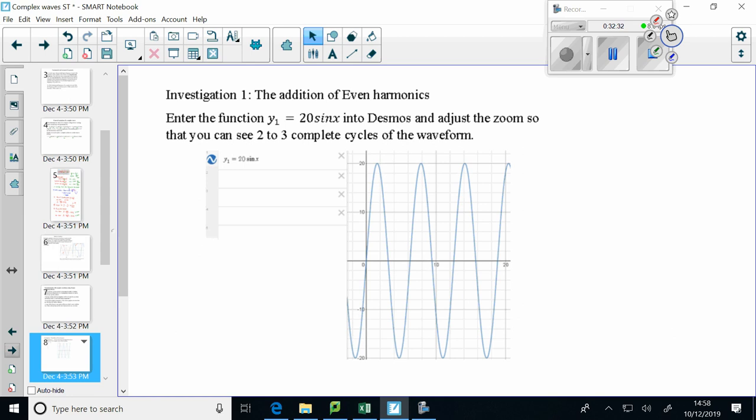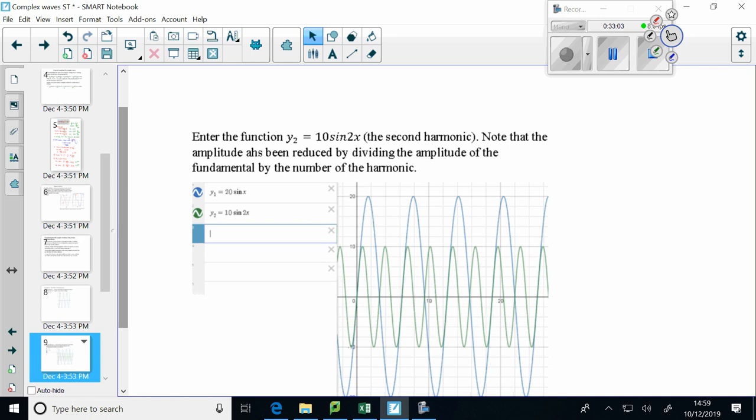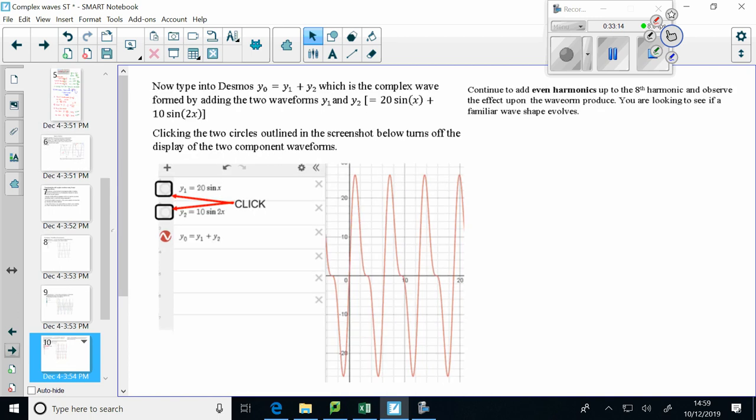Investigation 1. I'm asking you to enter the function y1 equals 20 sin x and adjust the zoom so you can see 2 or 3 complete cycles of the waveform. Then enter the function y2 equals 10 sin 2x, so it's half the amplitude of the fundamental and twice the frequency, the second harmonic. Don't do this yet, please. Then type in y0 equals y1 plus y2, so you'll get a complex waveform similar to the one we just did, just with different amplitudes.